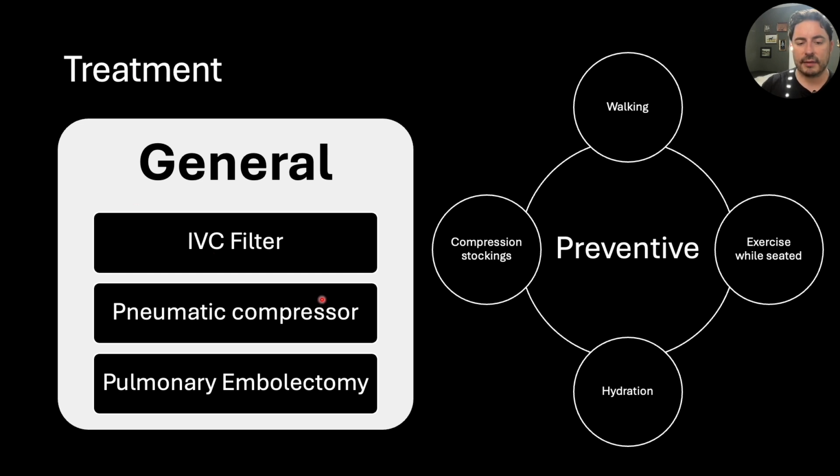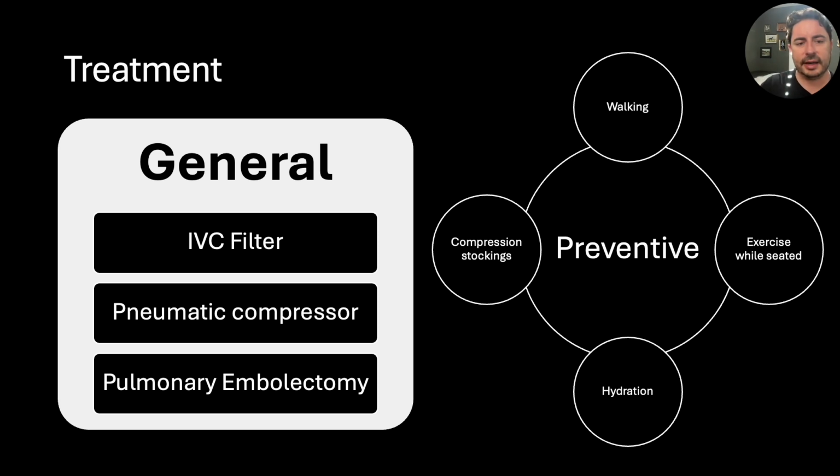The thigh-high cuffs, or the pneumatic compressor, is a compressor that squeezes and inflates every few minutes to manage and to massage and compress the veins in the legs, significantly decreasing the risk for blood clots in patients with a hip replacement surgery.